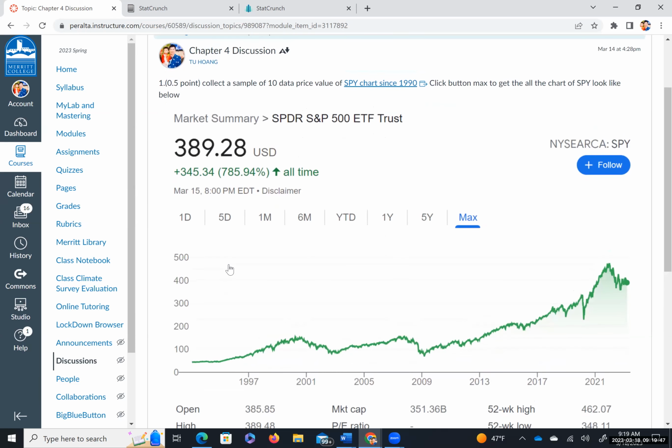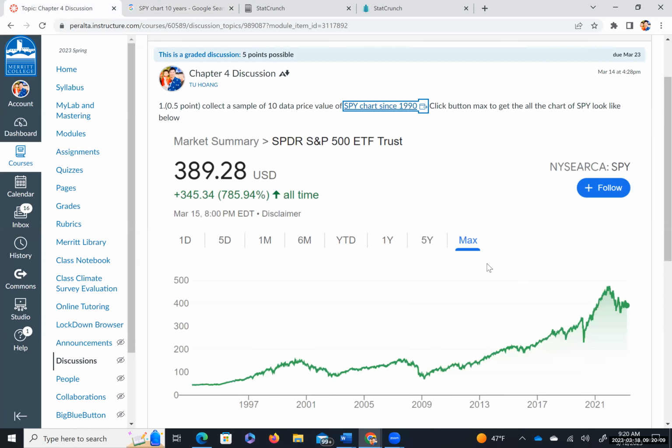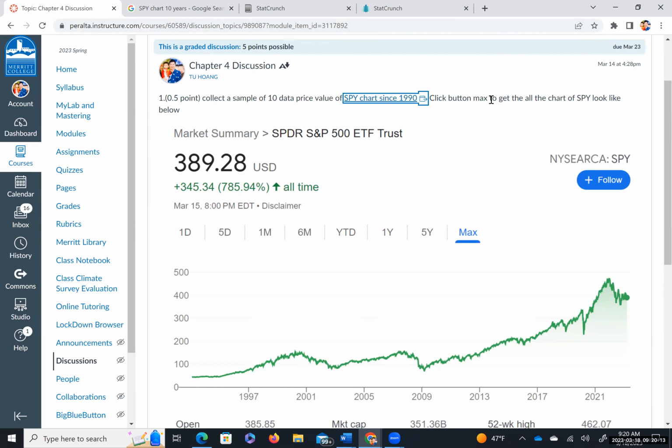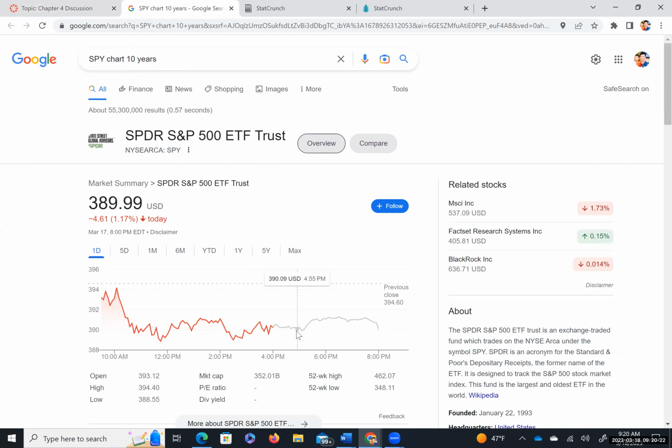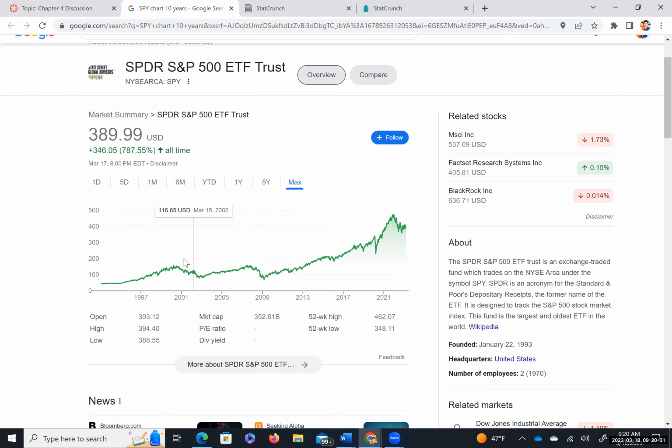So in chapter 4 discussions, I want you to collect a sample of 10 data price values of the SPY chart since 1990. Let's click on this button. I want you to click the max button to get all the chart at the time, like below here. So you can see right now I have all the way from 1993, up until now, right?